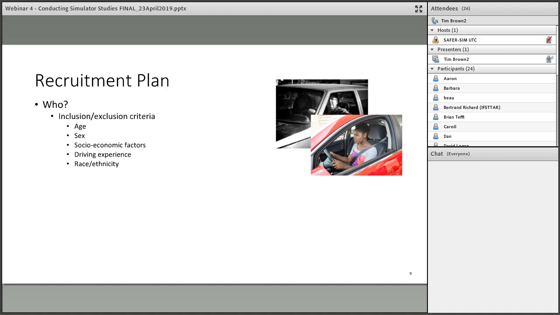If I'm looking at how a certain medical condition impacts driving performance, and what we're really focused on is a disease that focuses largely on males or females, I'm going to recruit that population rather than a general population.